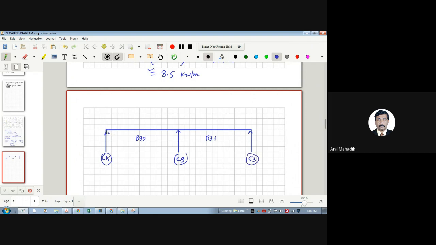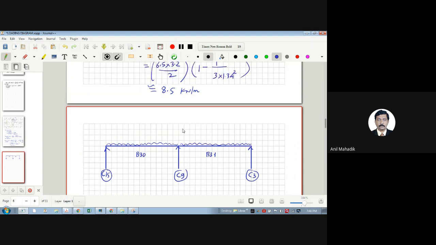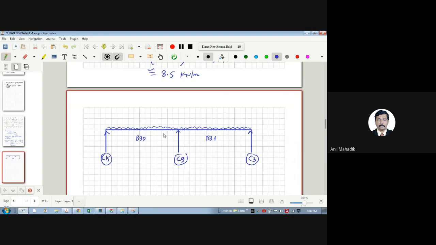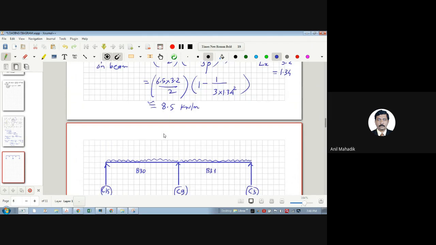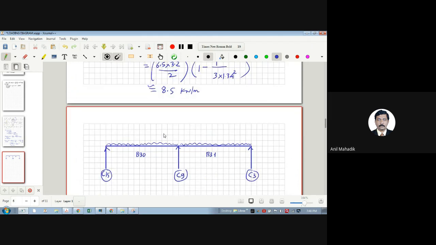And we have a load on the B30 beam. I have load on B31 also. And what is that load that we are trying to find? So we want to put the full load on this. So we will only write down the working loads here.